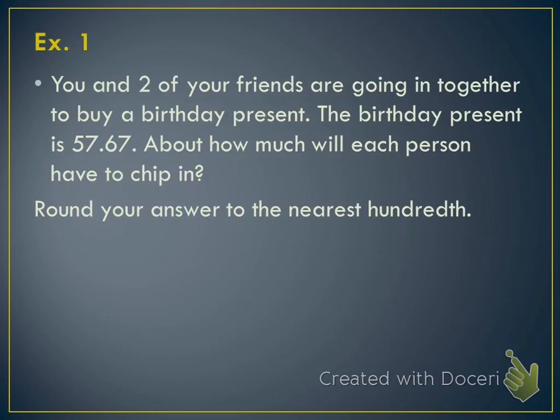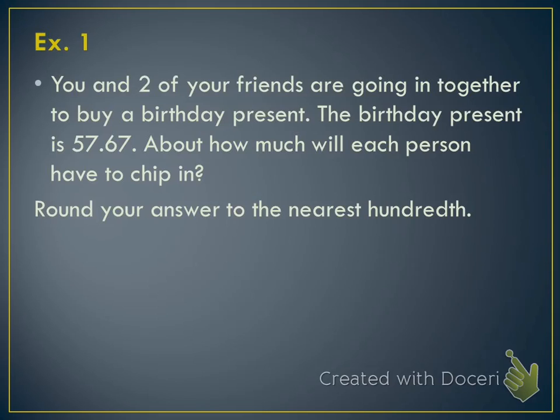Now, you don't need to write this whole word problem down. We're just going to write a model or an algebraic equation so that we can solve it. So let's listen to what this problem says. It says, you and two of your friends. How many people are we talking about here? Three. Because it's you and two of your friends. So there's 3 people total, are going in together to buy a birthday present. The birthday present costs $57.67. About how much will each person have to chip in? Round your answer to the nearest hundredth, because obviously when we're dealing with money, it goes to the hundredth spot.